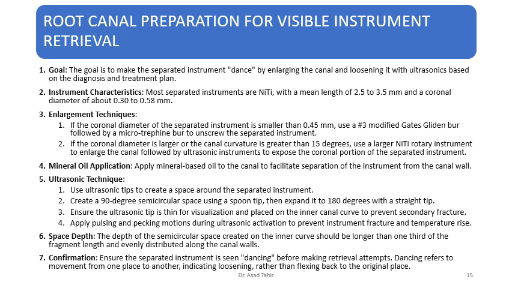Most separated instruments are NiTi, with a mean length of 2.5 to 3.5 mm and a coronal diameter of about 0.30 to 0.58 mm. Enlargement techniques. If the coronal diameter of the separated instrument is smaller than 0.45 mm, use a number 3 modified Gates Glidden burr followed by a micro-turbine burr.